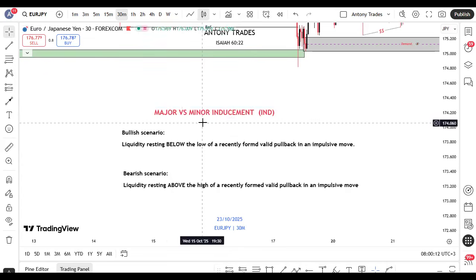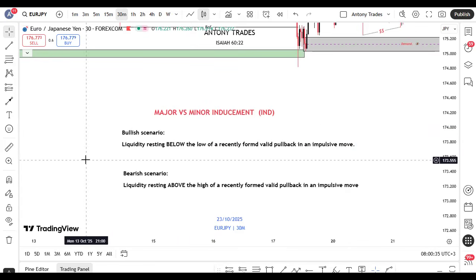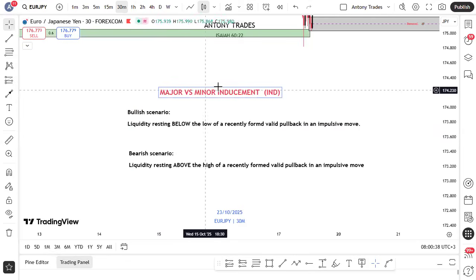Now that you know inducement simply means the trap, how do we identify these traps on our charts? Don't worry, stick to the end of this video, and I can assure you that by the end of the video, I will show you everything to do with inducement. From what you can see on the screen, you have the major versus the minor inducement.